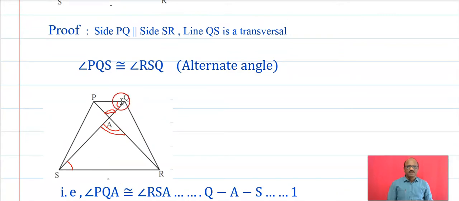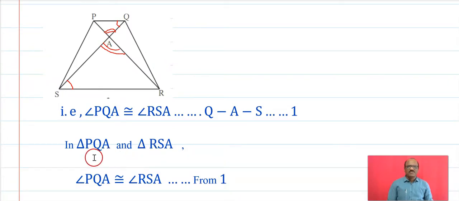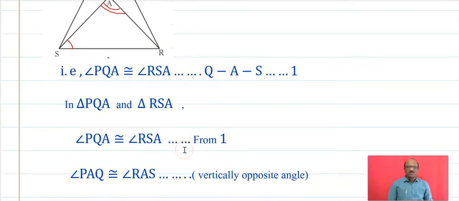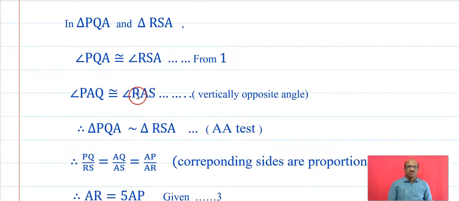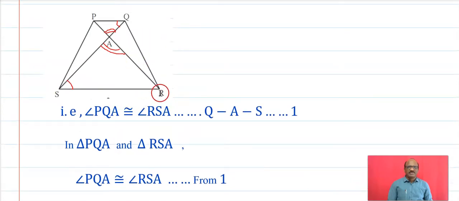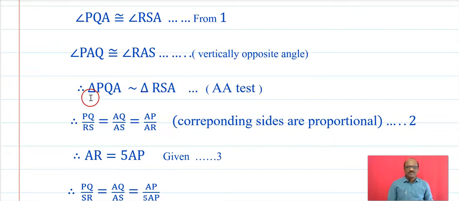Now see this figure. The measure of angle PQS is congruent to the measure of angle QSR. And therefore, we will consider the two triangles: triangle PQA and triangle RSA. The measure of angle PQA is congruent to the measure of angle RSA, as alternate angles. Also, the measure of angle PAQ is congruent to the measure of angle RAS. These are the vertically opposite angles.